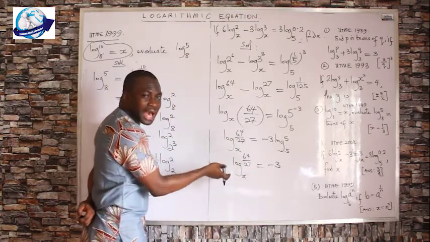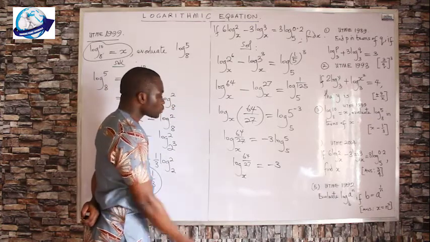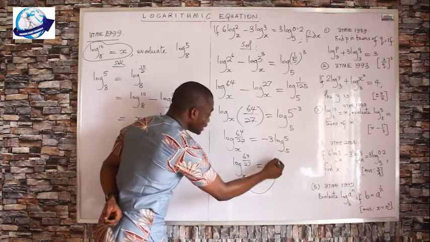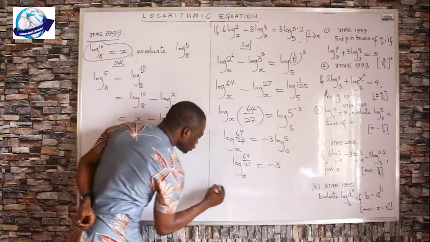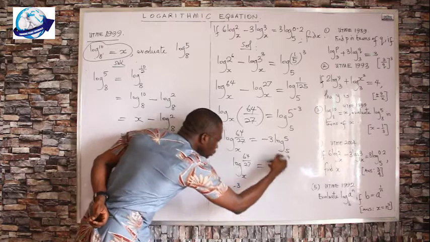What do you see? We're now at the verge of converting this thing to indices. What do you say? X raised to the power minus 3 equal to this. So please don't forget that principle. So let's go again now. Therefore, x raised to the power minus 3 equal to this.